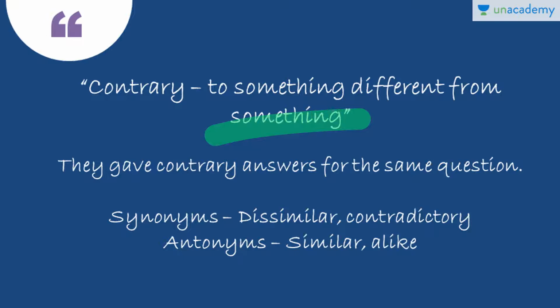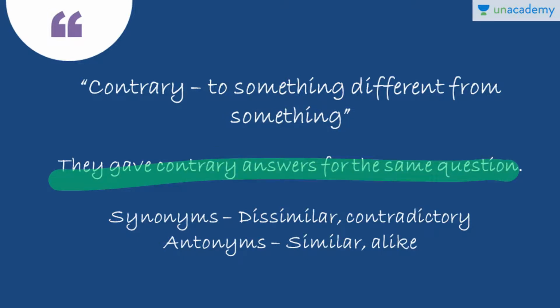Now this difference can be opposite also, like they are completely opposite from each other. It could be like this. For example, they gave contrary answers for the same question. Now they gave contrary answers for the same question. This actually means that they gave two different answers for the same question. The question was one, but they gave two different answers.